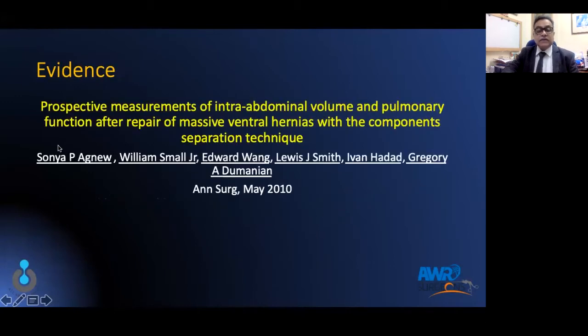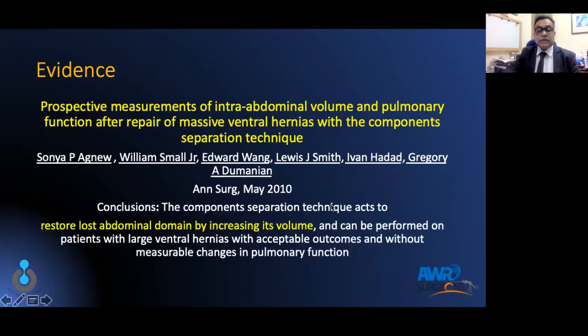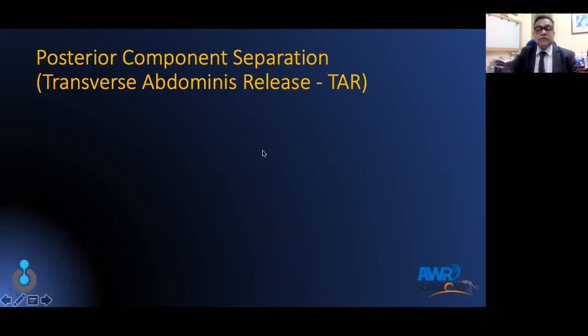There is also evidence from a paper which appeared in Annals of Surgery, May 2010, by Sonia et al. They measured the intra-abdominal volume in patients who underwent component separation for a massive ventral hernia. They concluded that the component separation technique restores the lost abdominal domain by increasing its volume. So the lost domain of the abdomen comes back with component separation. Component separation does remain the answer for patients with LOD.